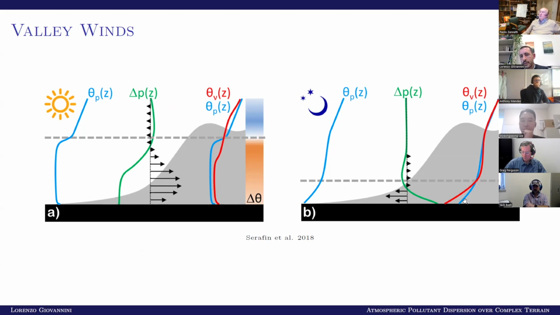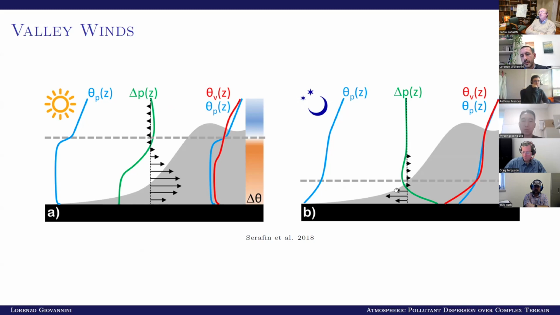During the night, usually the temperature inside the valley, this red vertical profile, becomes lower than the temperature over the plain, this blue vertical profile, due to the fact that the cooling mechanisms are more efficient in valleys than over the plain. And as a consequence, we have the development of opposite pressure gradients. The lower temperature inside the valley, of course, will cause a higher pressure in the valley with respect to the plain. And so the wind will go from the high pressure to the low pressure.